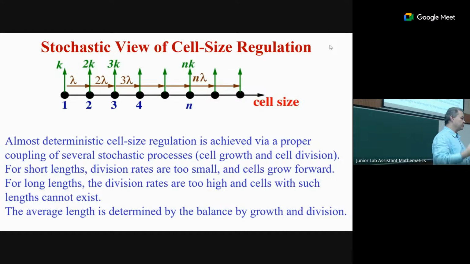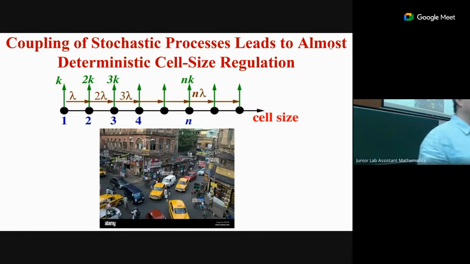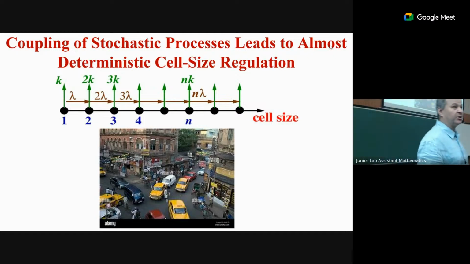So stochastic processes, despite being random, if you couple them properly, can effectively cancel the noise. Yes, and the average length is determined by the balance of growth and division. This is essentially the better illustration of what I told you. Roads in India, right? Intersection. Despite everything looking chaotic, traffic flows, right? Eventually, traffic flows and so on.